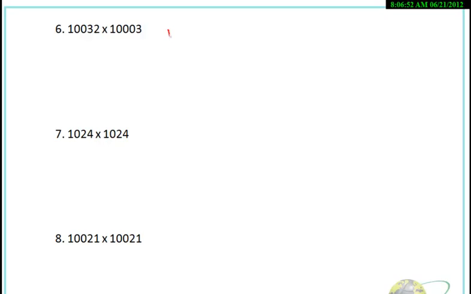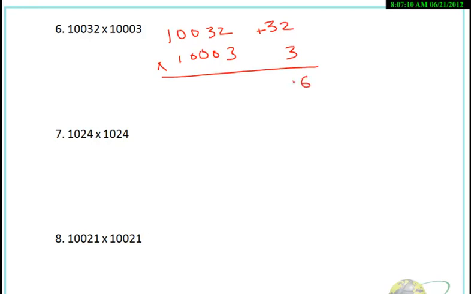In this question, 10,032 into 10,003. It is 32 more than 10,000 and it is 3 more than 10,000. Now let's begin to multiply. 32 into 3, that is 3 2s are 6 and 3 3s are 9. But with this multiplication, we have to fill up 4 digits. Since there are 4 zeros in 10,000, we'll be putting 2 more zeros over there. Then we just have to add 10,032 plus 3, that is 10,035. Isn't it very simple, friends?